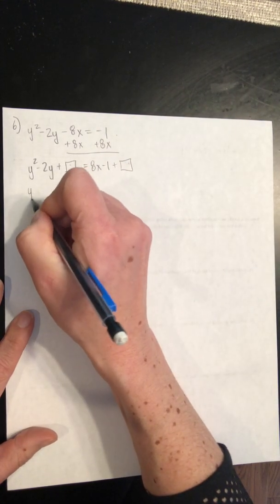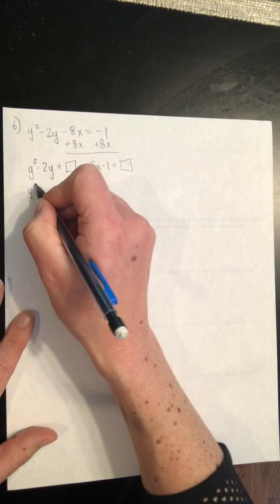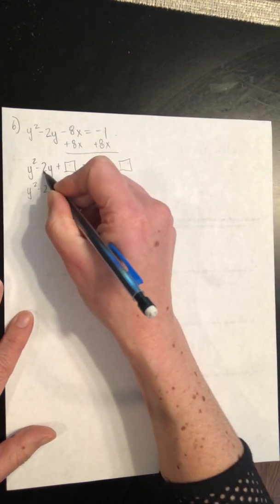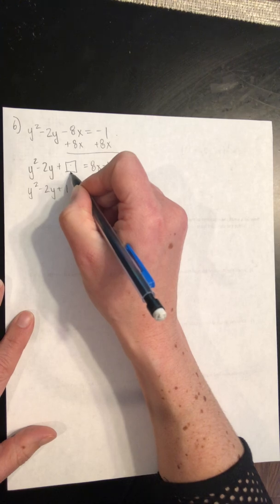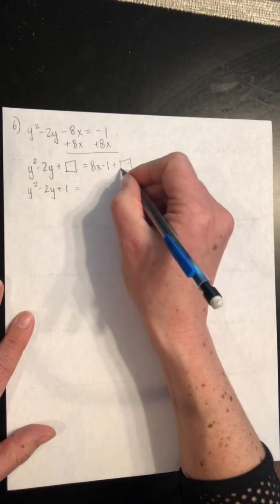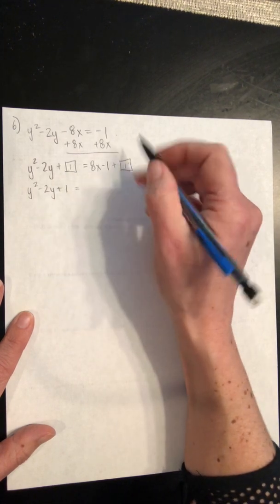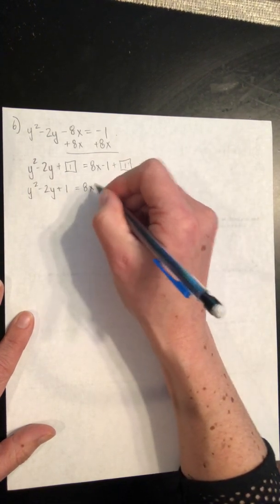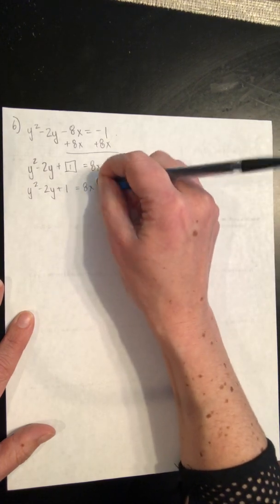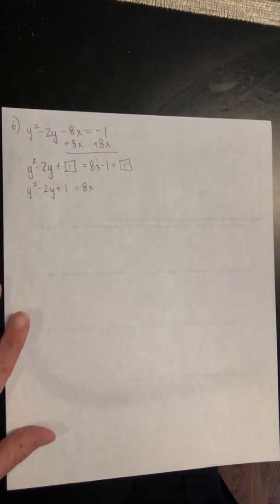So now y squared, right? So this will be y squared minus 2y plus 1, right? Because I'm going to square negative 2 divided by 2. That's going to be a 1. And then I'm adding 1 and 1 to the side. So 8x minus what? Oh, 0. This is a 0, isn't it? Okay, so now I got that.